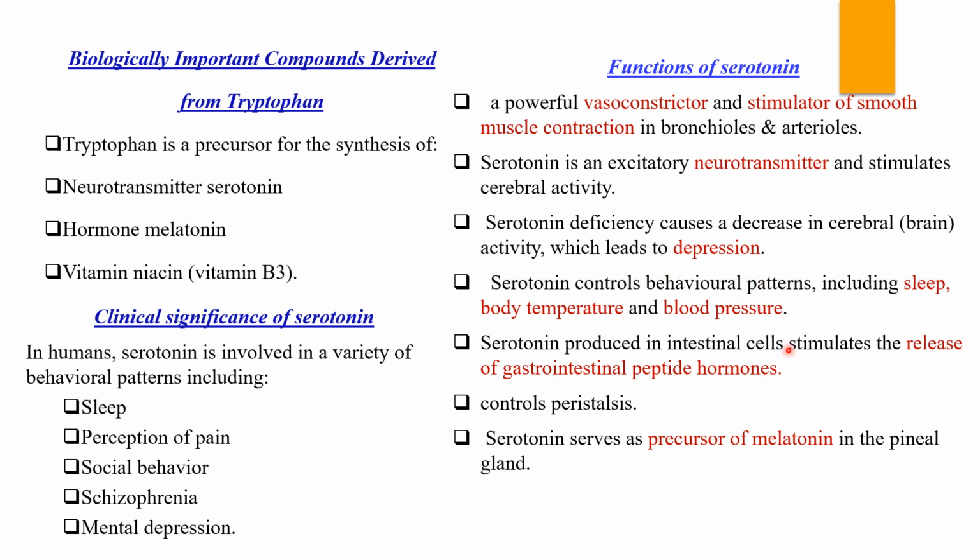Serotonin controls behavior patterns, including sleep, body temperature, and blood pressure. Besides, it stimulates intestinal release of gastrointestinal peptide hormones. It controls peristalsis, so it has an important role in digestion. Then serotonin serves as a precursor for melatonin in the pineal gland. You have seen the steps of melatonin synthesis.